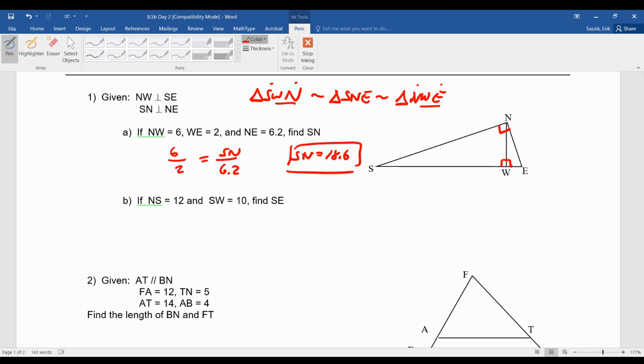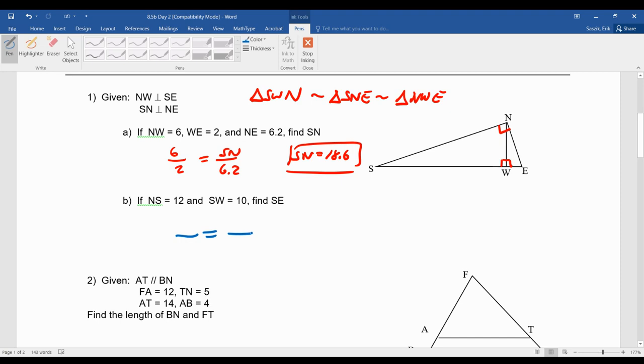Okay, now this next one, I'm going to erase what I had here, these markings, and I'll do this next one. NS is 12, so that's in there. It's also there. SW is 10, so that's only in this one, so I'm definitely using this triangle. Okay, SW is 10. It says find SE.